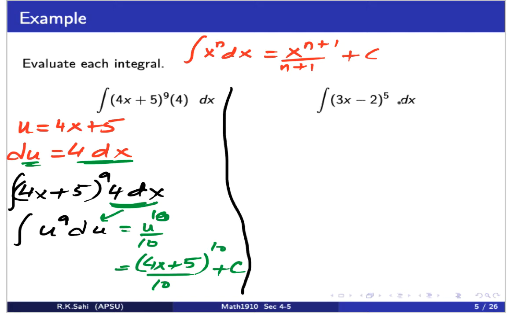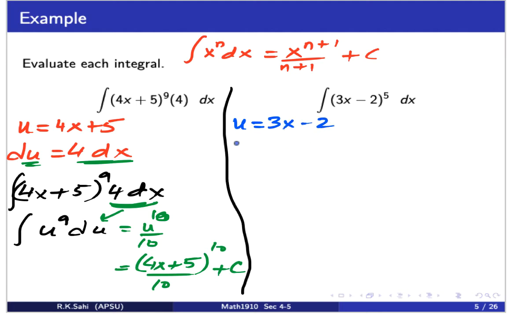Now in the next problem, what do we notice? We have 3x minus 2 to the power 5. So remember, I have to figure out it is a composite function. The inside function is 3x minus 2. The outside function is the power 5. So the idea is make the inside function to be u. So here we're going to say u equals 3x minus 2.